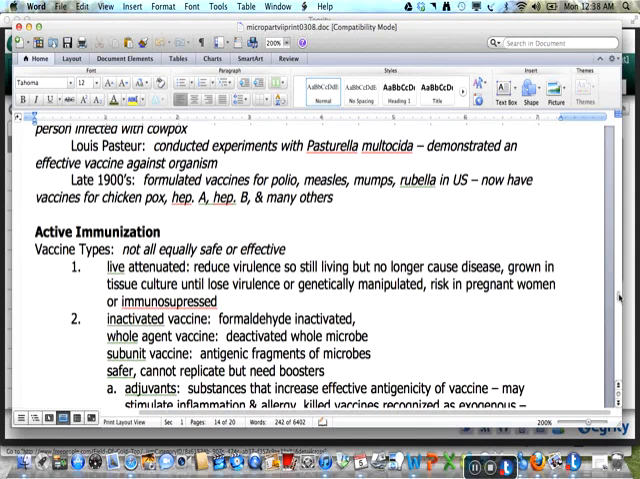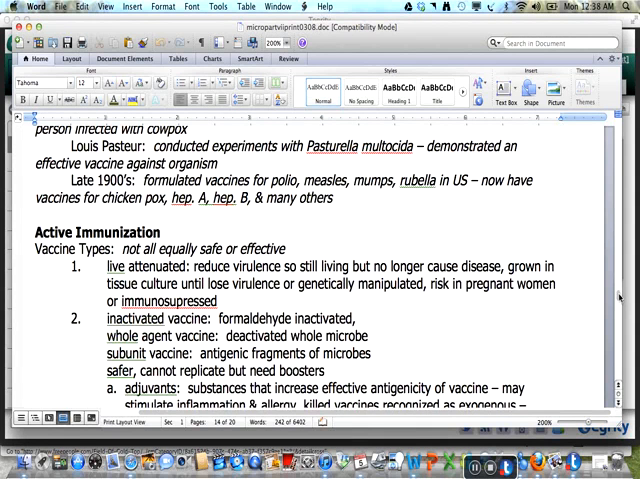Not all types of vaccines are equally safe or effective. Live attenuated vaccines reduce the virulence of the organism so it is still living, but no longer causes disease. They are grown in tissue cultures until they lose their virulence or are genetically manipulated. Live attenuated vaccines still pose a risk in pregnant women or the immunosuppressed.